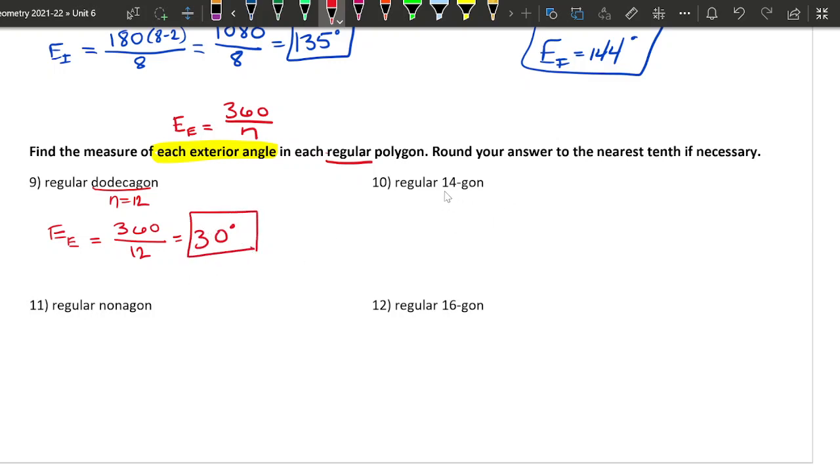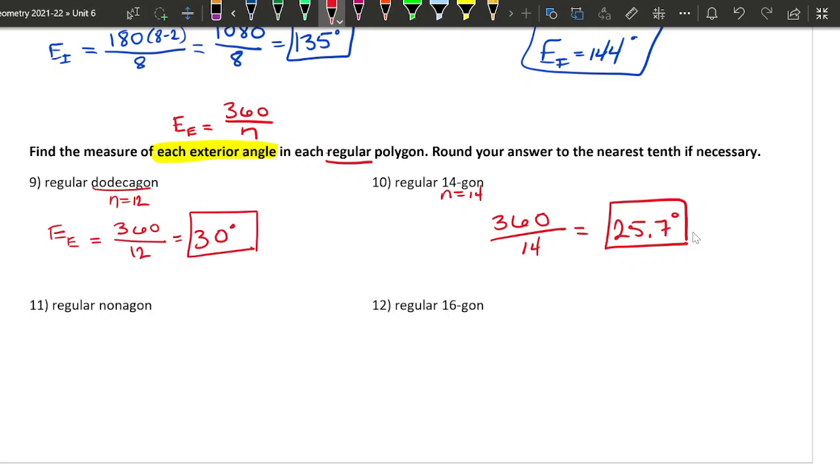And then a 14-gon, so n is 14. So this is going to be 360 divided by 14, and that's 25.7 degrees. So the larger the n value gets, the smaller the angle is going to get. Because if you have more angles, they're all adding up to a set number of 360. The more you have, the smaller they have to be.